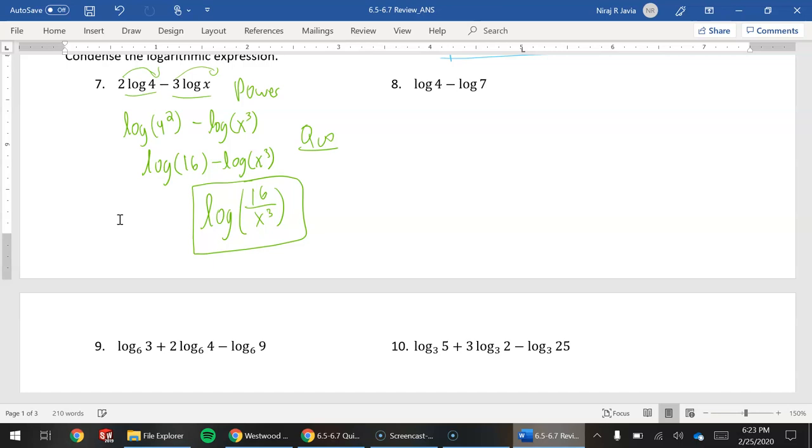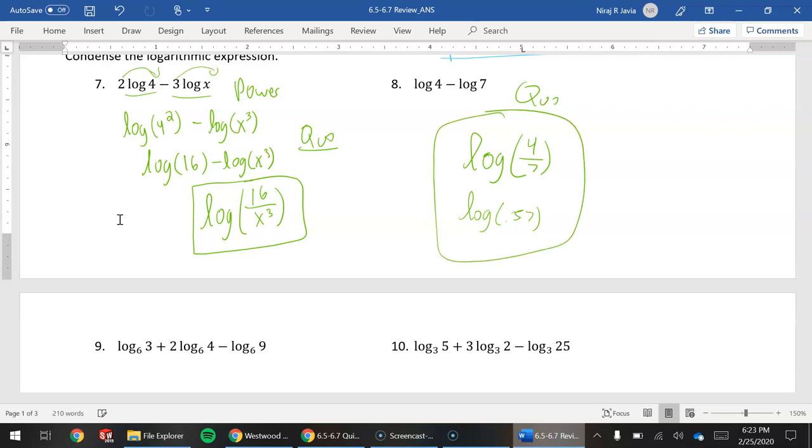So that's number 7. So number 8, it looks like the power rule can't be used for number 8, but the quotient rule can. So the quotient rule will be used, and in order to do the quotient rule, you say log top, which is 4, over the bottom, which is 7. Okay, so you can leave it like that. You can also evaluate whatever 4 divided by 7 is. What is that? 4 divided by 7 is 0.57. And you can even evaluate this whole thing. There's no reason to evaluate the whole thing. You can if you like, but you don't have to.